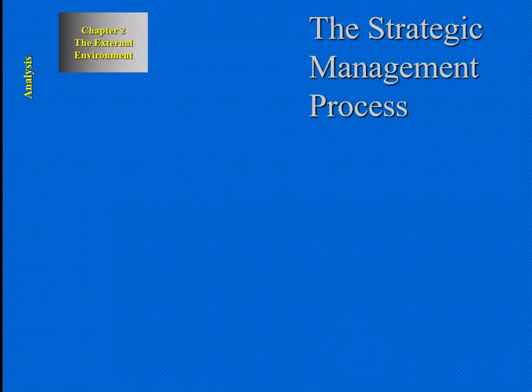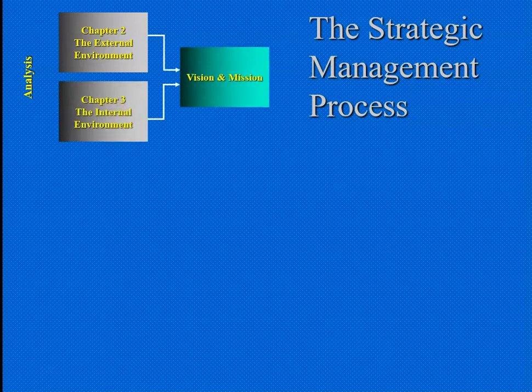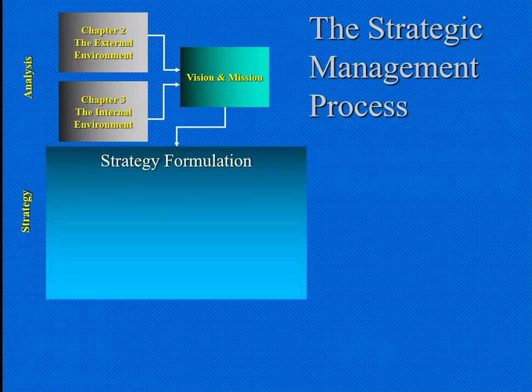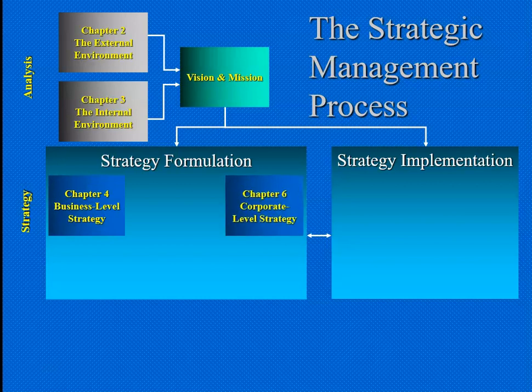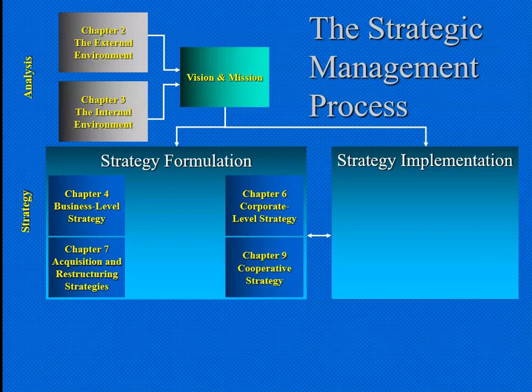So first, we will look at the external environment, which is Unit 2. And then we will look at the internal environment. When companies examine the external environment and internal environment, they use it to craft their vision and mission statement, which will guide the organization throughout its lifetime. We will then further look at strategy formulation. We will look at business level strategies, corporate level strategies like vertical integration, acquisition and mergers, strategic alliances. Those are the four main strategy formulation we will be looking at.